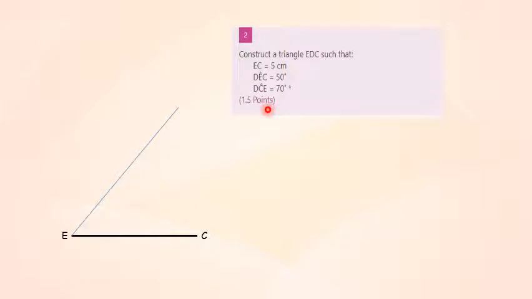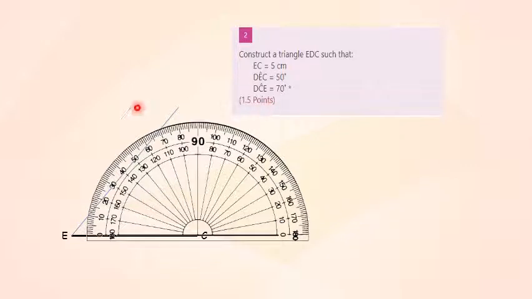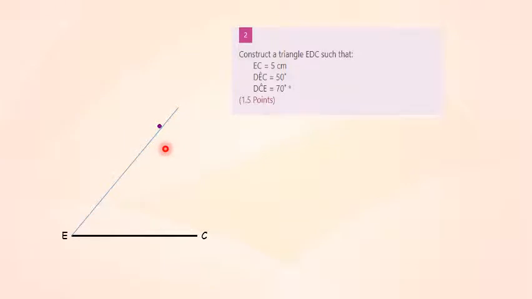DCE equal to 70 degrees, again by using my protractor. Starting from the 0, I always have to start from 0, not from 180, and count to reach 70. This is 70 here. And I join them together. The point of intersection of these two sides is the point D. This is our triangle.